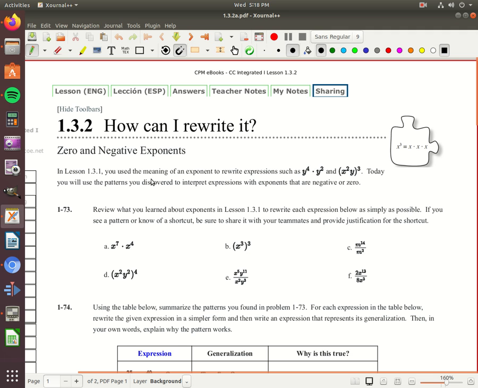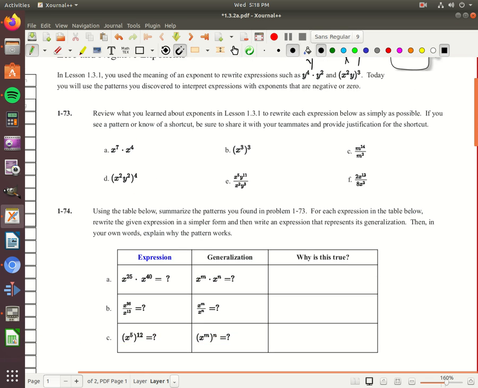In lesson 131, you use the meaning of an exponent to rewrite expressions such as y to the 4 times y squared, which would be y to the 6th, or x squared times y to the 3rd, that would be x to the 6th, y to the 3rd. Today you'll use patterns you discover to interpret expressions with exponents that are negative or zero. So we're going to come up with some rules, and then we're going to look at zero and negative exponents and see why they work the way they do.